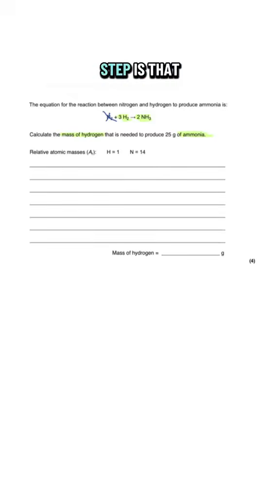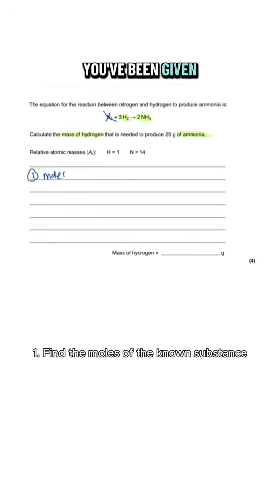And the first step is that you're going to calculate the moles of the substance you've been given the mass for, which in this case is NH3, because we have been given the fact that it's 25 grams of ammonia. Okay, so to work out the moles of ammonia, we always do mass divided by molar mass.